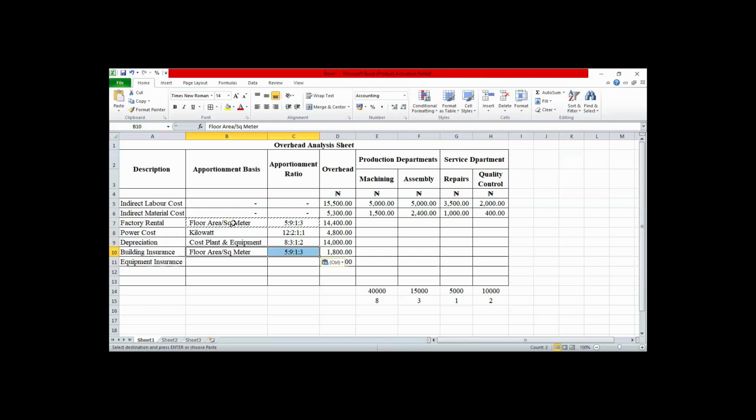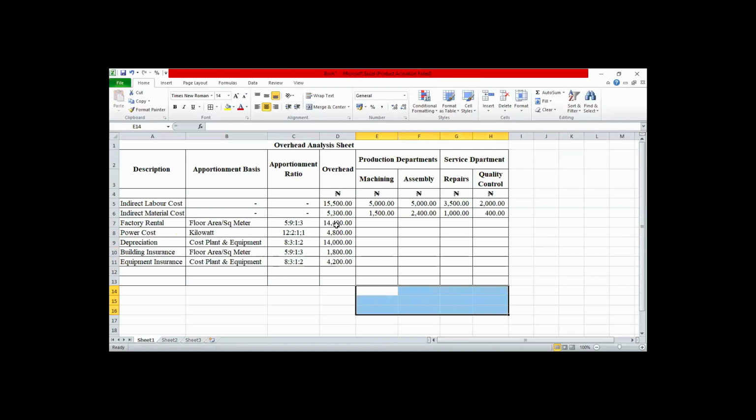The next one, equipment insurance. What should be the base of apportionment for that? Cost of plant and equipment. Correct. Just copy it and paste it. Okay, we are done with that part. We now need to do the other parts. How do we go about the other parts?